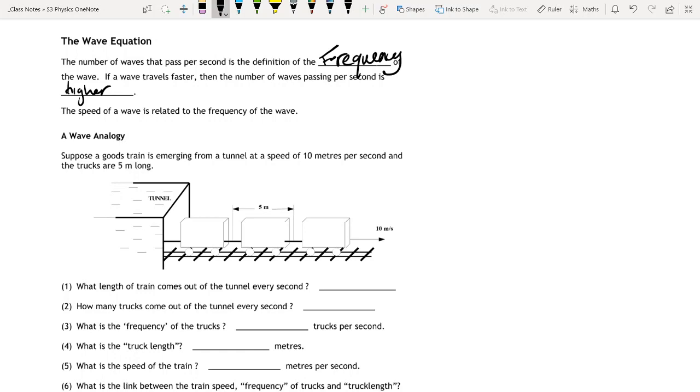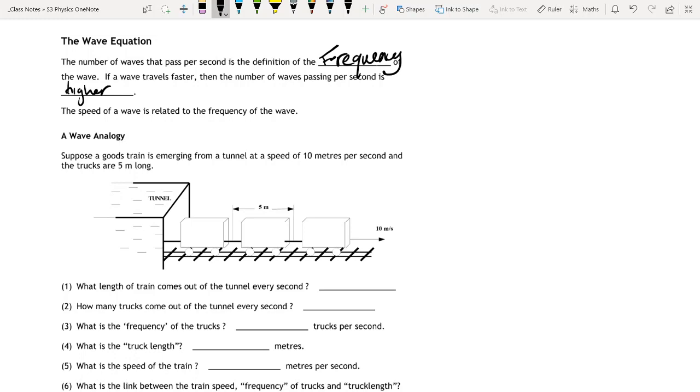Because if you run faster and you're doing laps of the track, then I'm going to see more of you than if you were just walking around the track. So if the wave travels faster, the number of waves passing per second is higher. The speed of the wave is related to the frequency of the wave. So the higher the frequency, the more times I see you per second, the faster you must be going.